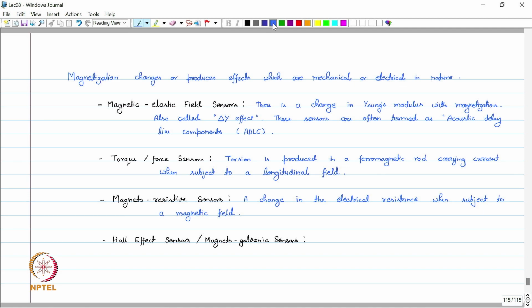In these sensors, there is a crystal carrying a current, which produces a transverse voltage when subject to a magnetic field.